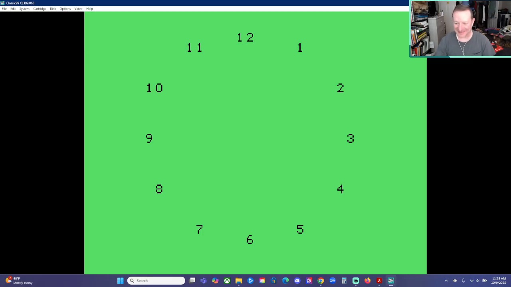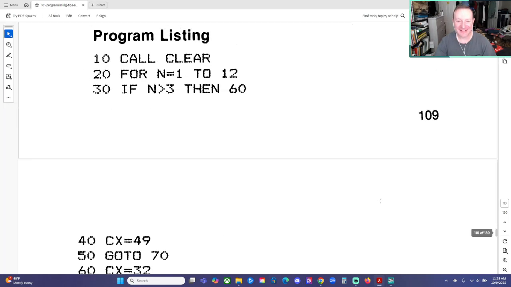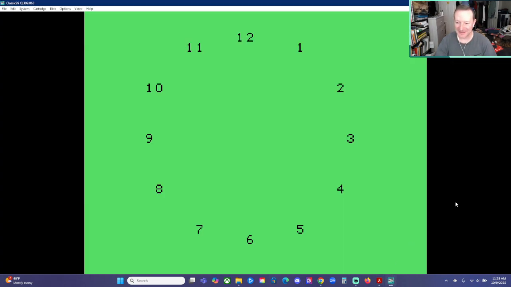Anyways, there you go. Was it Giant Clock Exercise? Is that what it said? Giant Clock Exercise from 101 Programming Tips and Tricks for the Texas Instruments TI-99 4A home computer by Len Turner.